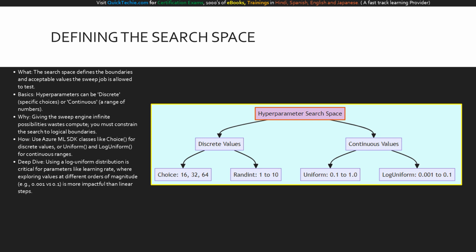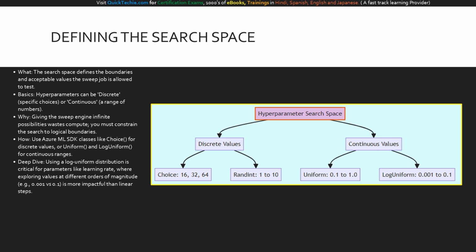Why do we define this? Because if you give the AI infinite possibilities, it will waste your entire compute budget exploring useless configurations. How do you set it up? You use programmatic classes in your configuration, such as choice for discrete arrays or uniform for a continuous scale. Let's deep dive into an advanced tactic, log uniform. For parameters like learning rate, stepping linearly from 0.001 to 0.002 isn't helpful.